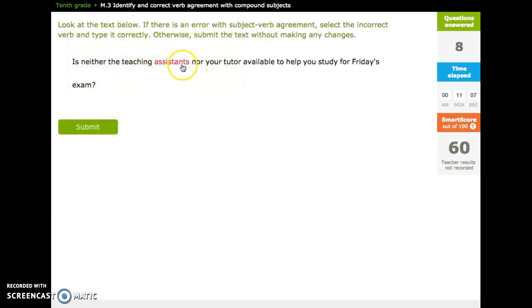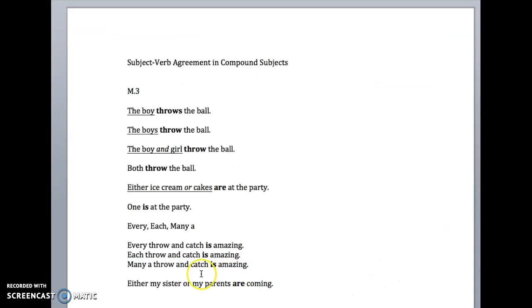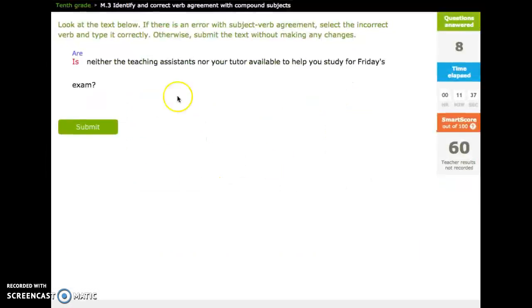Is neither the teaching assistant's nor your tutor. Same thing, but the verb is closest to this one here, and this one's plural. And remember our rule here. Normally with either or, you'd do a singular, in case the part of the compound subject that's closest to the verb is plural. And in this case, we have the compound subject, which is the teaching assistant's nor your tutor. But the part of the compound that's closest to the verb is plural. So we're going to make this one plural too.